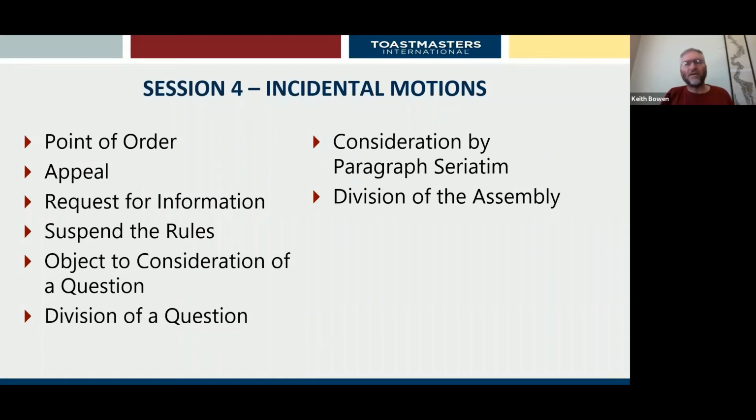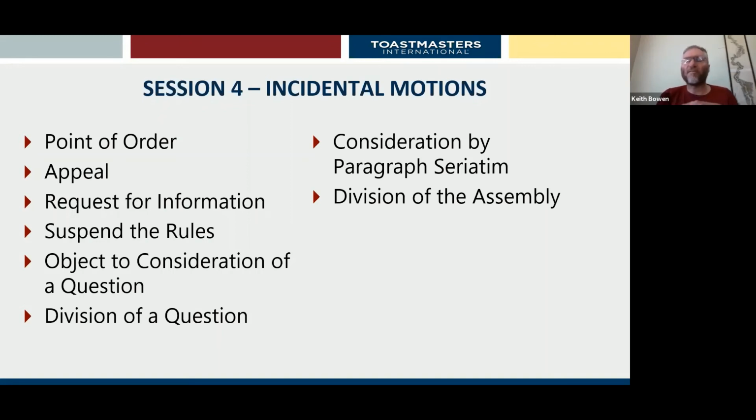It's not meant to disrupt the flow, but if it's a relatively important bit and there's information that is required, you can use this to do it. And again, it's not something that's debated. It's really up to the chair to make sure that they can meet those requests.